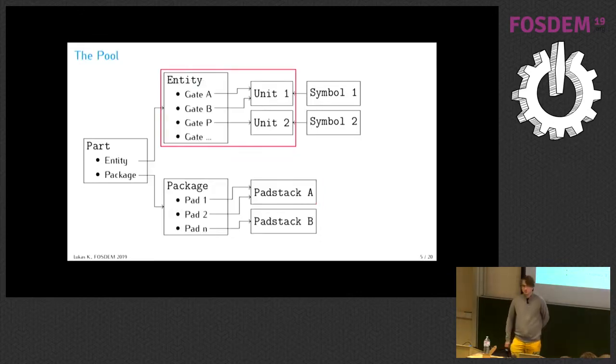So the logical definition of a part is grouped into units and entities. A unit is basically the prototype for a gate. For example, in a quad AND gate, you'll have four gates that each reference the AND gate unit, and one unit references the power unit. And that's basically just a list of pins with their direction.